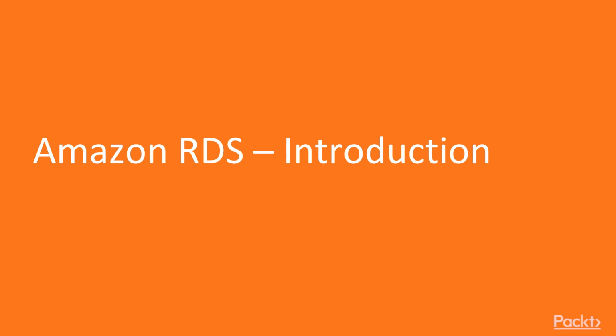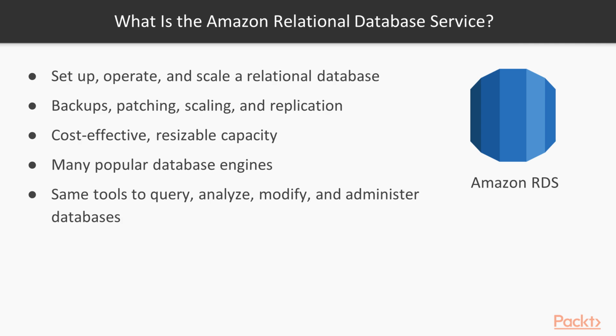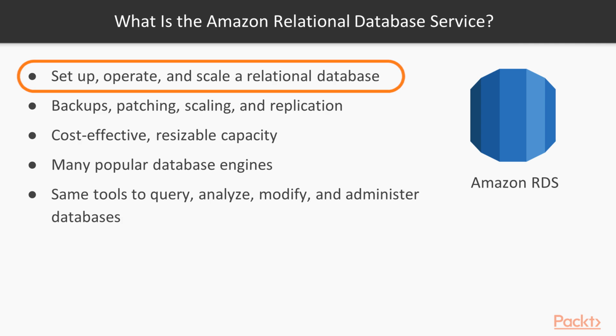Amazon RDS Introduction. What is Amazon Relational Database Service or RDS? Amazon RDS is a service that simplifies the setup, operations, and scaling of a relational database on AWS.